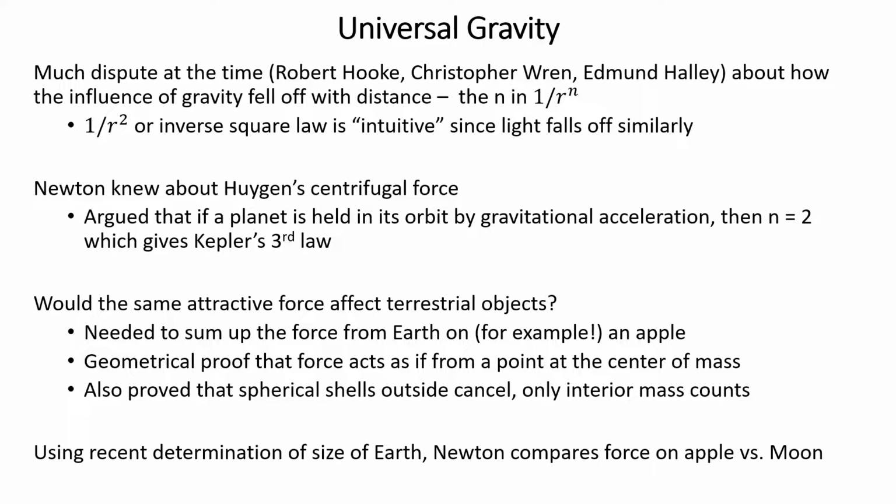Newton knew about Huygens' centrifugal force, and he argued that for a planet to be held in its orbit by gravitational acceleration, if the exponent in the force law was 2, an inverse square law, you would automatically get Kepler's third law, and he'd proved this. Would the same attractive force affect terrestrial objects? He needed to develop some techniques to sum up the force from the Earth on, for example, an apple or a tree or a person standing on its surface.